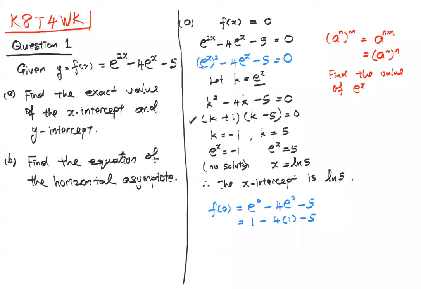4e to the power 0 is 4 times 1. I substitute my x with 0. Okay, so this will be negative 8. So therefore, the y-intercept is negative 8. Okay?